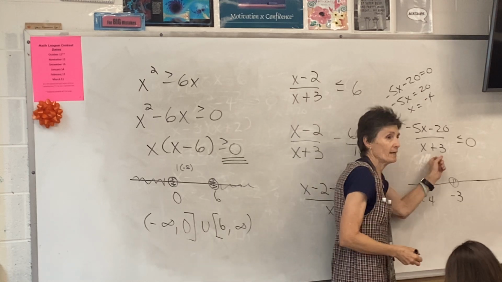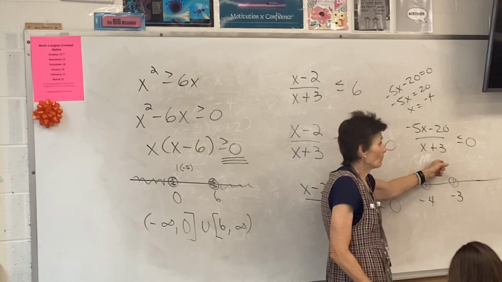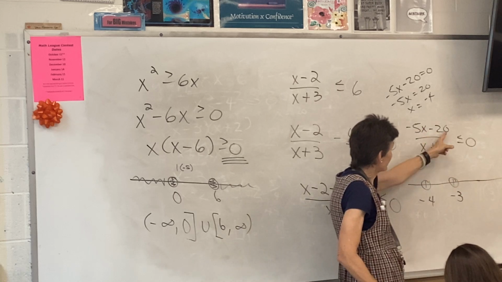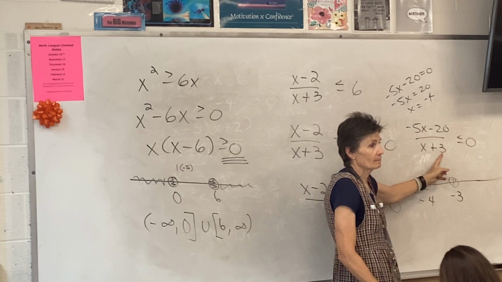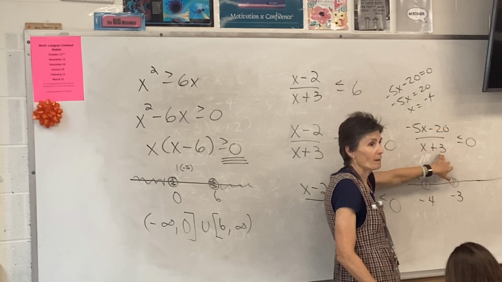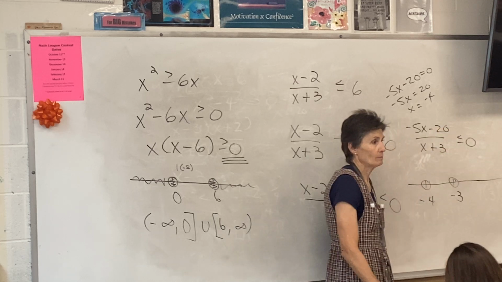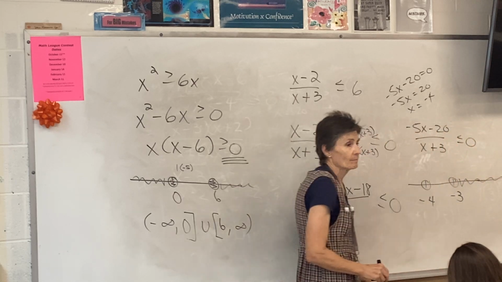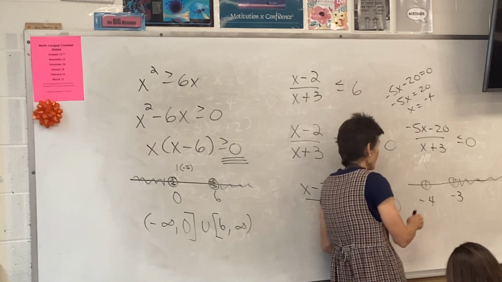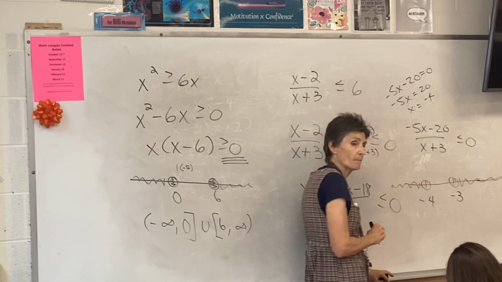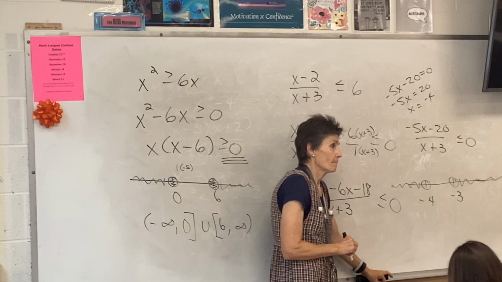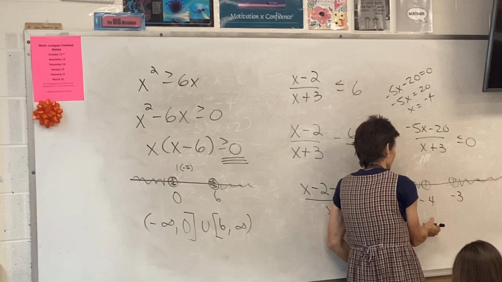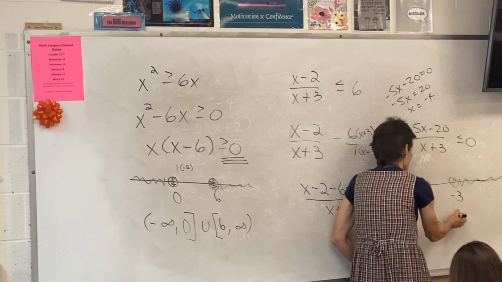Now I'm going to put 0 in, and 0's out here. When I put it in, I get negative 20 over positive 3. Is negative 20 over positive 3 less than 0? Yes. So that means I'm going to shade out here where 0 is. And if I shade out there, then I'm going to shade over here too. And my answer is negative infinity to negative 4.